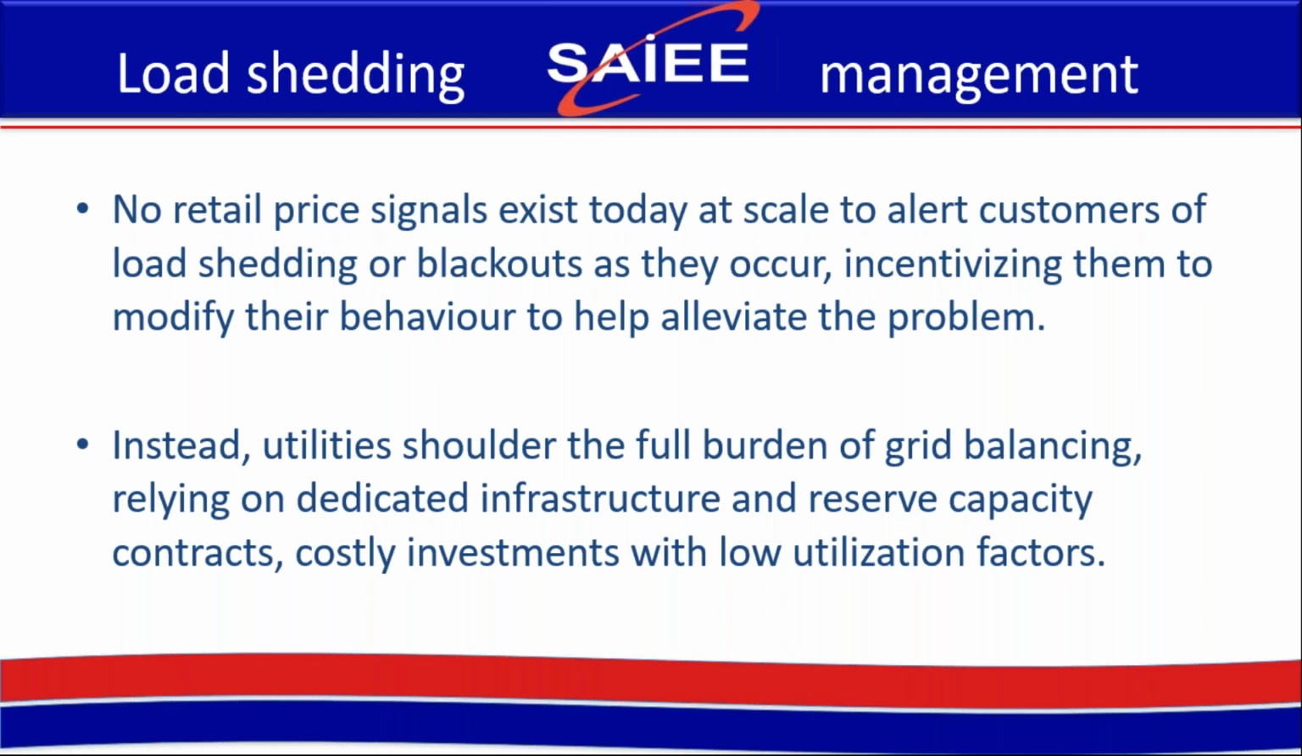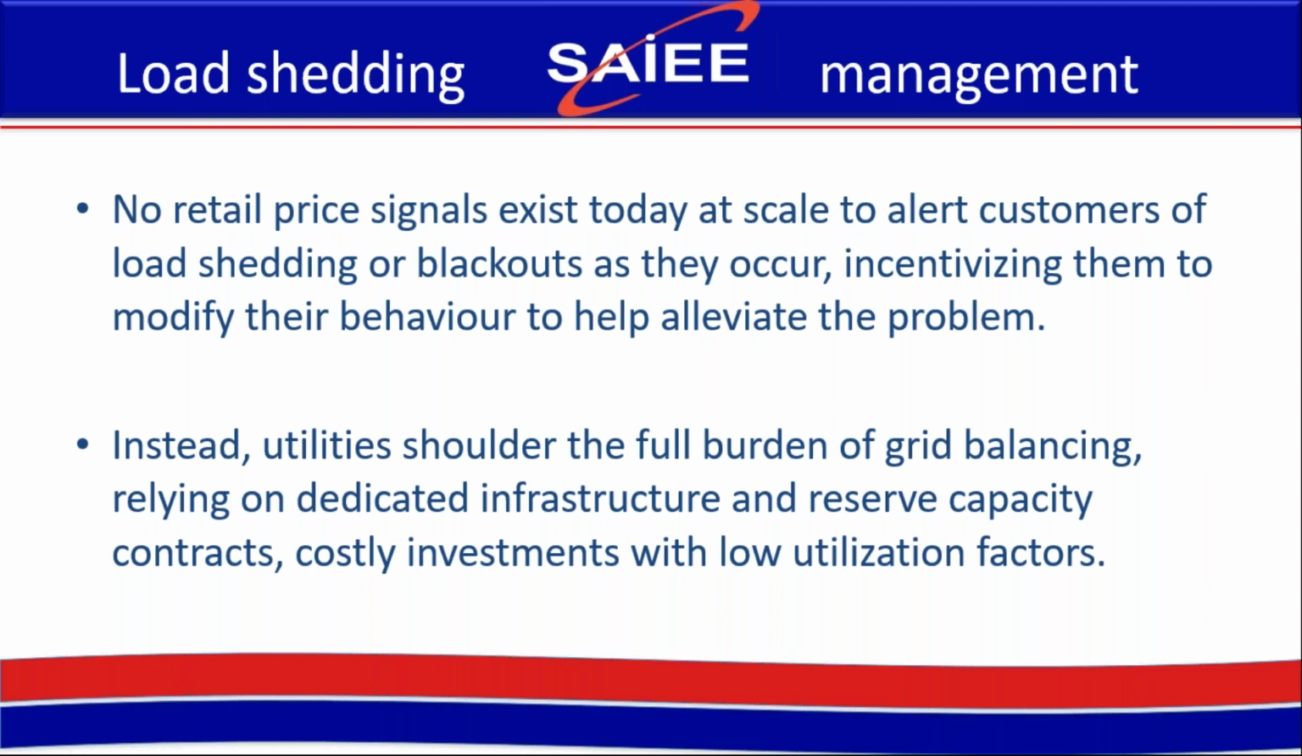So in this case, when there's a shortage of supply, utilities, or Eskom in this case, try to shoulder the full burden of grid balancing, relying on dedicated infrastructure and reserve capacity contracts, some costly investment with low utilization factors. So if there's a shortage of power, they try to generate more on the other side to meet that demand. But that kind of system, we know, first of all, is not efficient. We are talking about 25, 30% efficiency.